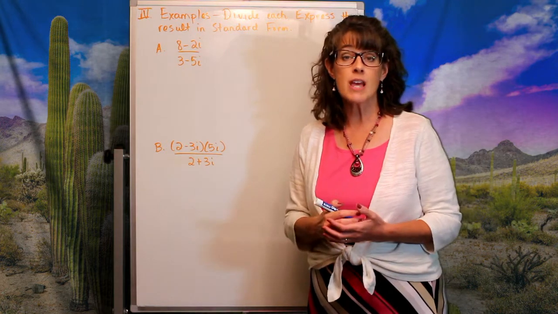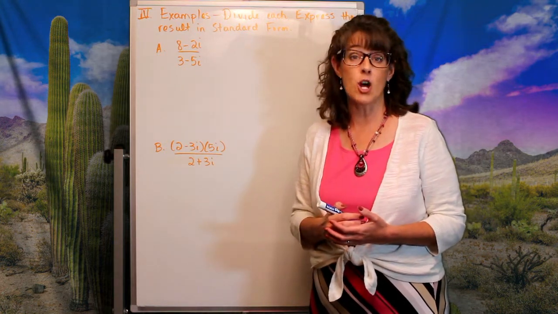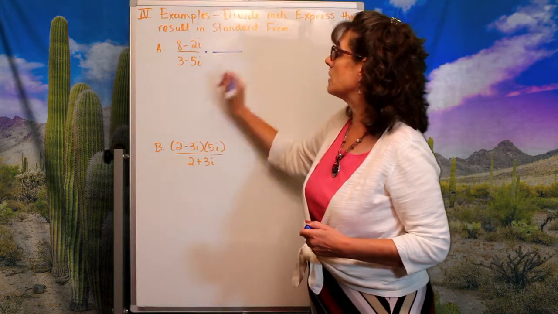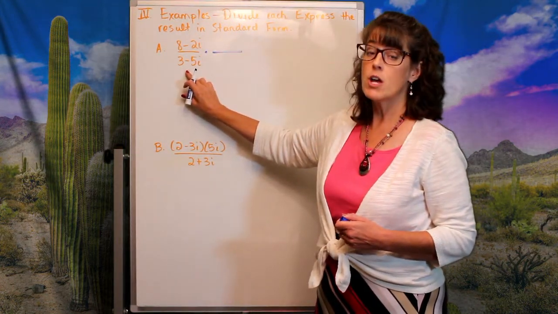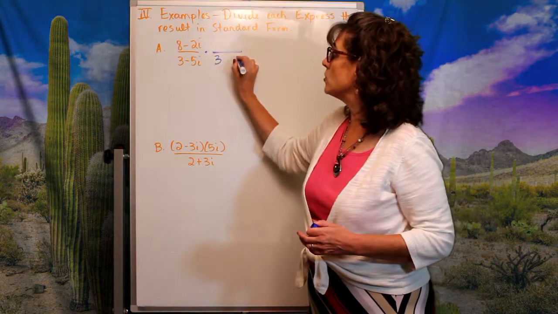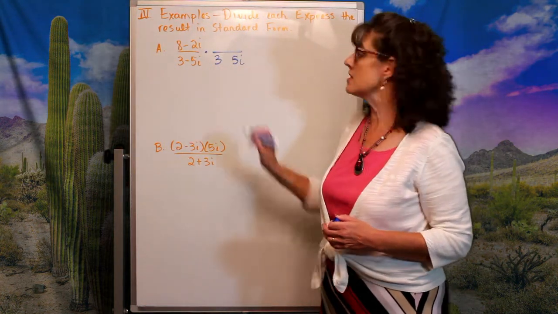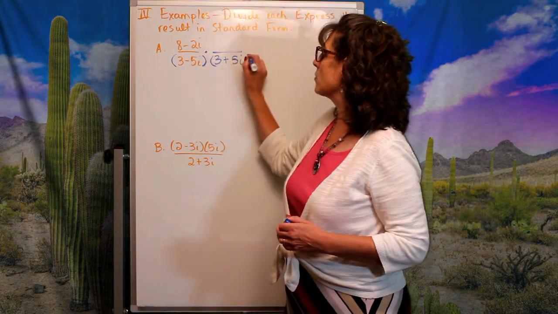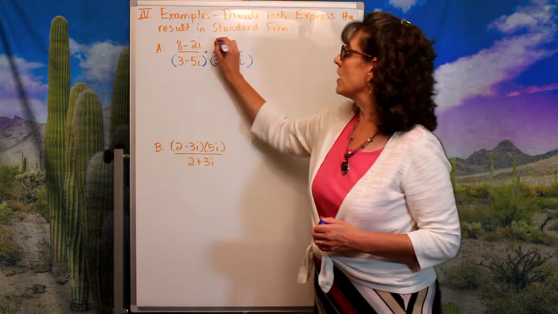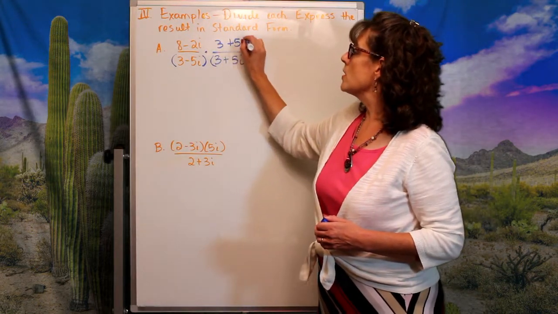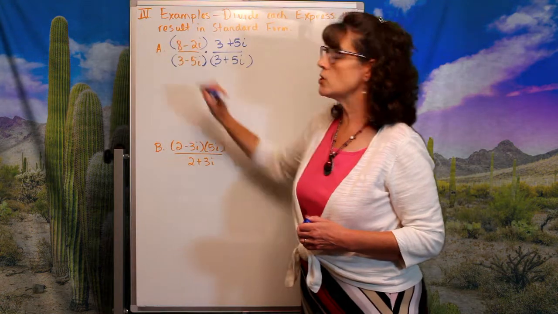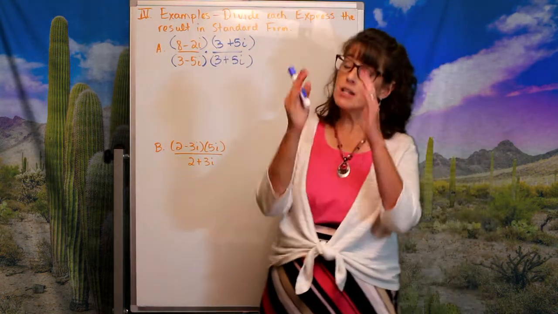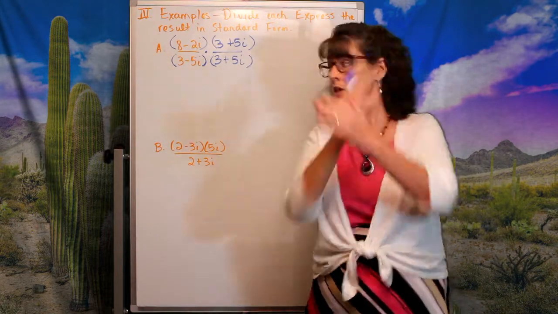In order to make this happen, I need to get that i out of the denominator. To make that happen, I need to multiply the numerator and the denominator by the conjugate of this denominator. Now remember, conjugates have the same two terms. The only difference is the sign that's between them. So I'm going to multiply my 3 minus 5i by 3 plus 5i. I'm going to do the very same thing up on that numerator. So I'm going to take this complex number 8 minus 2i and multiply it by this complex number 3 plus 5i.